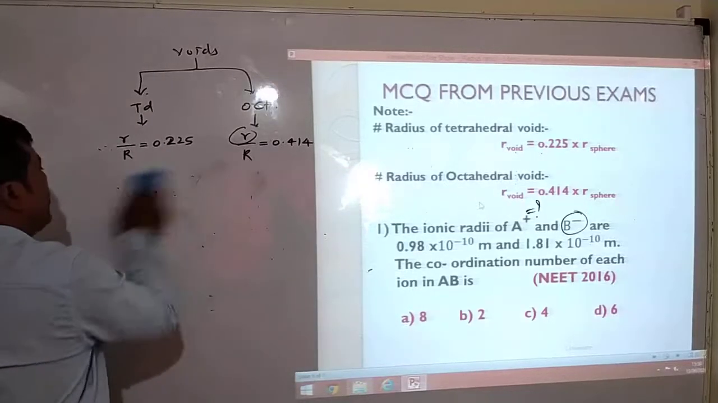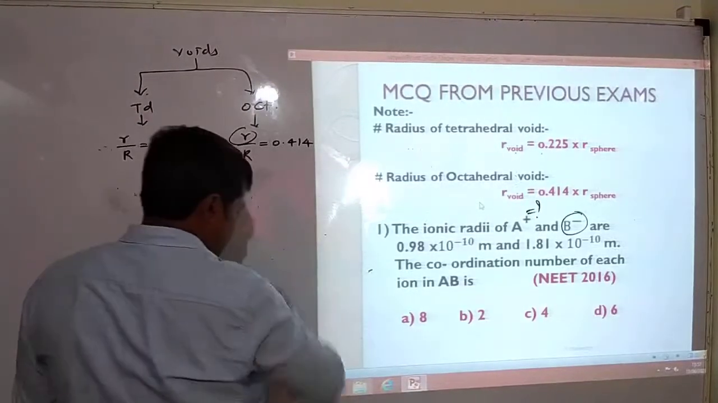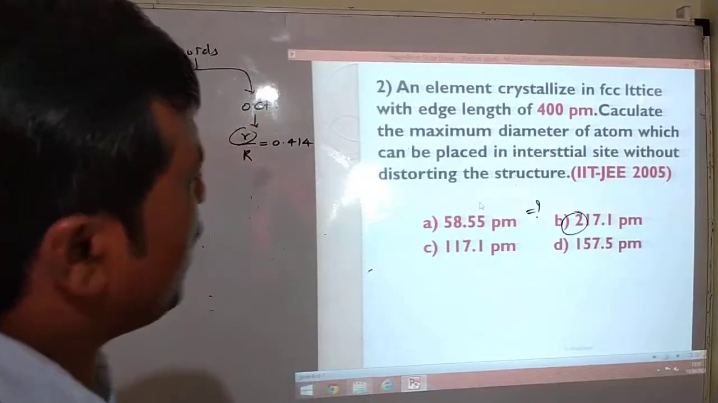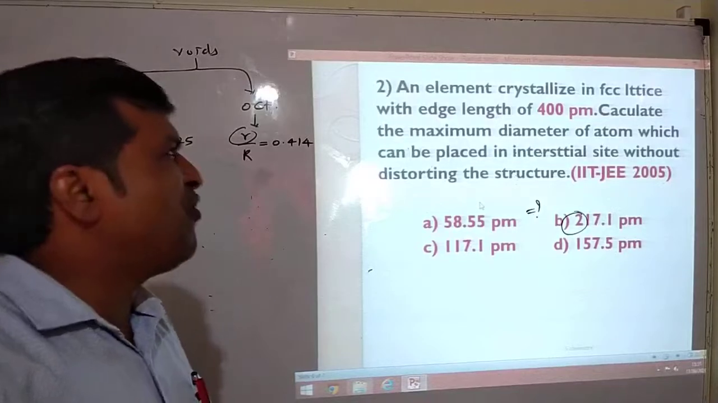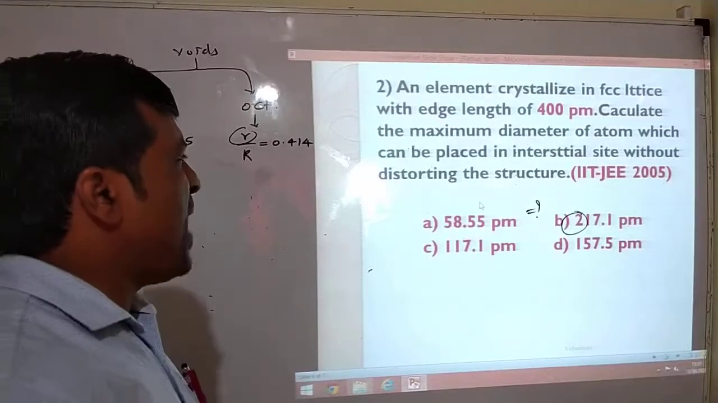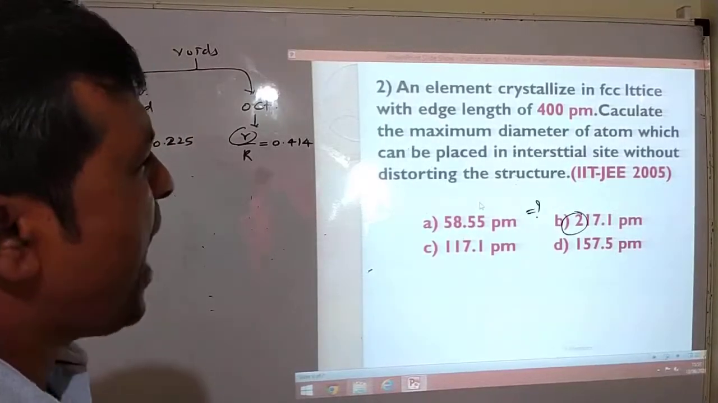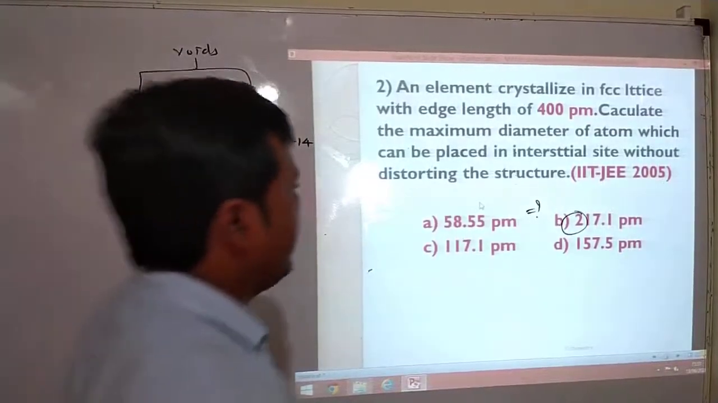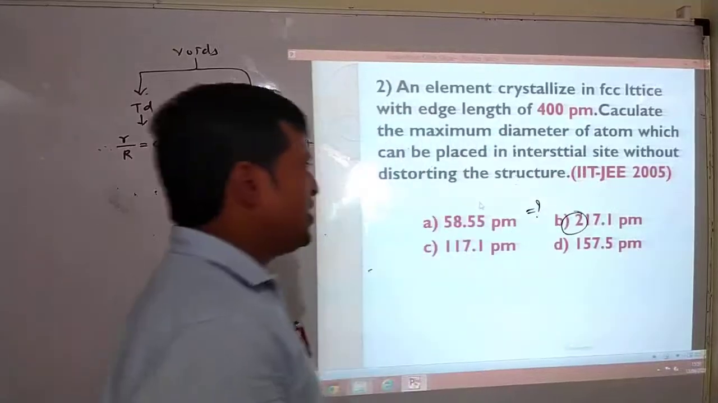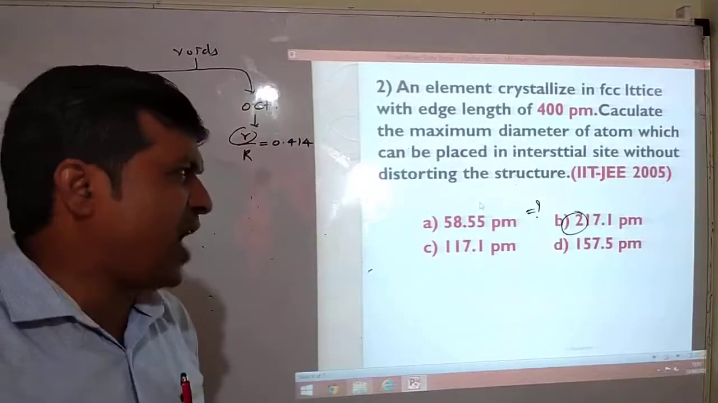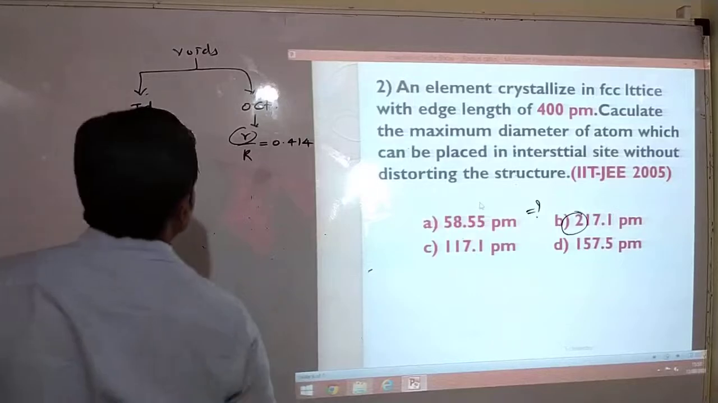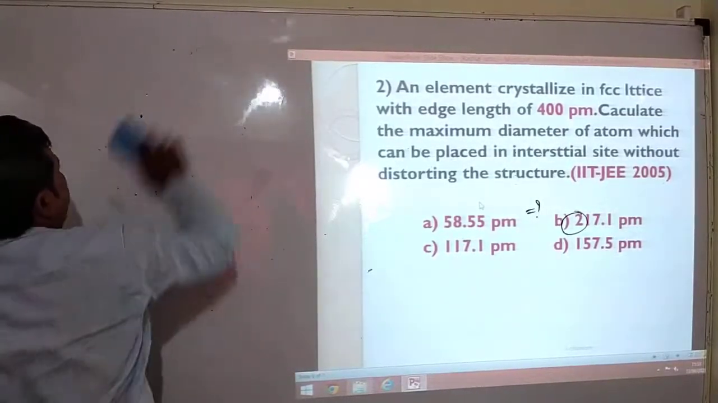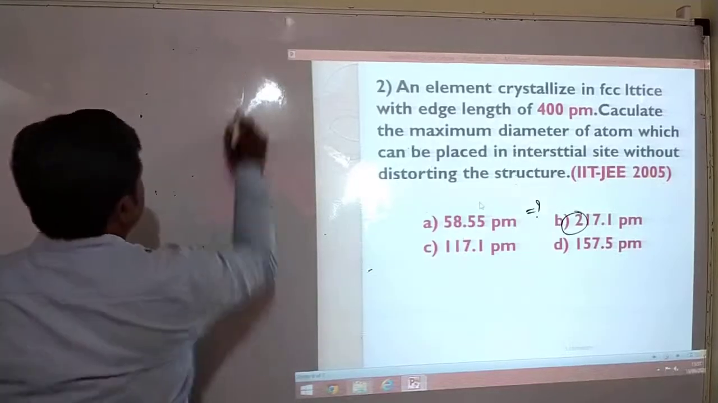Okay, now we are moving to the next MCQ. An element crystallizes in an FCC lattice with an edge length of 400 picometer. Calculate the maximum diameter of an atom which can be placed in an interstitial site without distorting the structure. IIT JEE 2005. Now it is very simple. FCC, you know the FCC structure. Very simple.